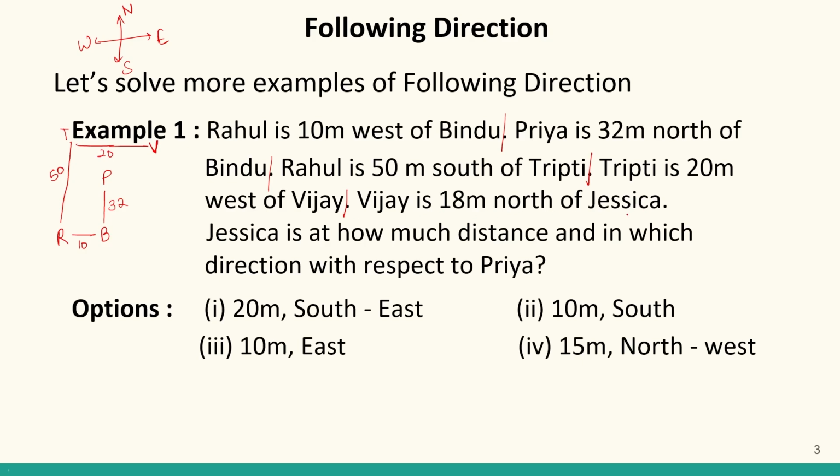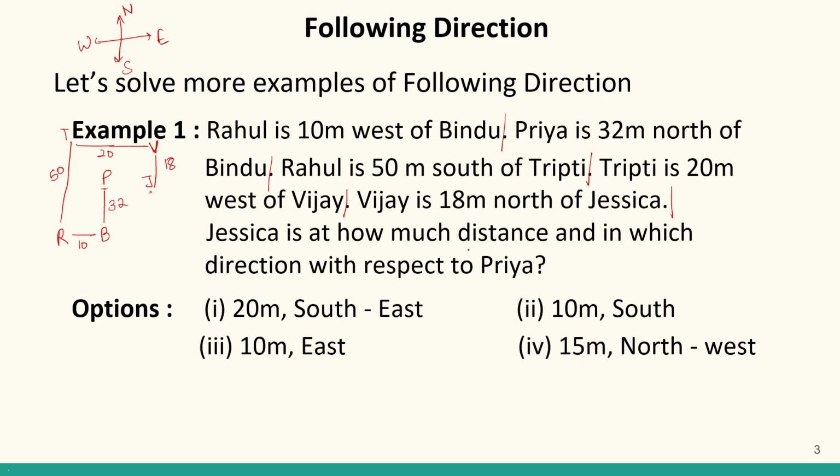Vijay is 18 meters north of Jessica. So 32 plus 18 will give me how much? It will give me 50 meters. So by this we know that P and J will be in the same line. We are coming 18 meters south, and from here we went 32 meters north. So both of these, P and J, fall in the same line. Now, this is the information that is given to us. Based on this information, we'll solve 3 questions today.